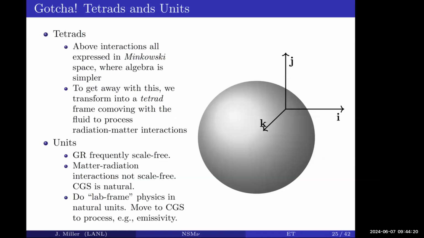I treat all of these in the local frame, where you can do things in Minkowski space. I move to a tetrad frame that's co-moving with the fluid to process all of the matter-radiation interaction, and then I go back. I also want to mention that while GR is typically scale-free, so for a binary black hole merger all you have to care about is the mass ratio, and the total mass of the system is a free parameter, not so with neutrino physics. There's a fundamental scale which has to do with atomic masses and neutron masses and things like this. And so you have to track two unit systems: a unit system for the radiation field and a unit system for the lab frame physics, and you have to go back and forth.